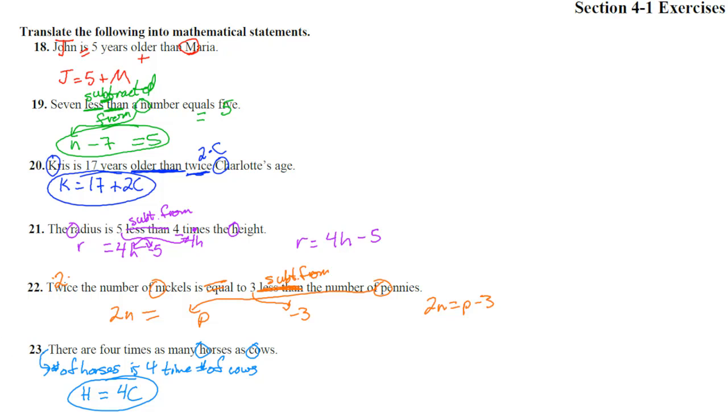You say, oh, there are 4 times as many horses as cows. You're like, oh, wow, there are lots of horses and a few cows. And notice that this makes sense. If the number of cows is 2, 2 times 4 would be 8 horses. So it makes sense. Good.